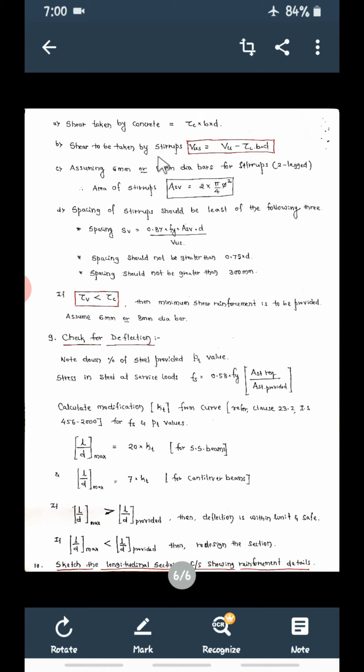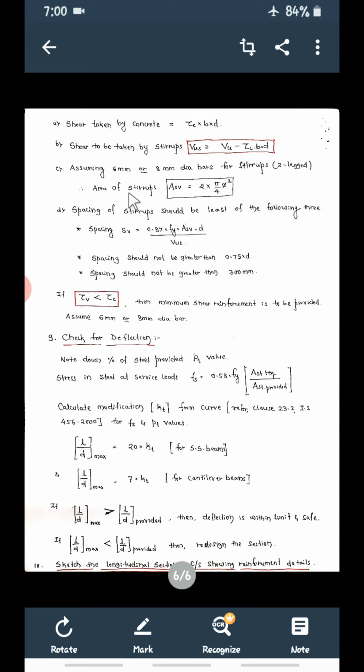Now we have to assume the bar diameter for stirrups. For stirrups it is not less than 10 mm, as we have seen in the important rules. So assume 8 mm or 10 mm. It is practicable. For two-legged stirrups, when we start the design, I will tell what this two-legged stirrup is. So assume 8 mm or 10 mm diameter for the stirrups.